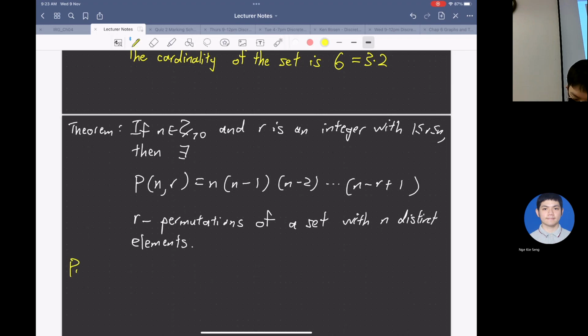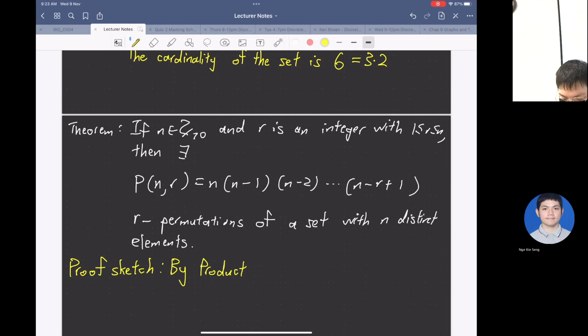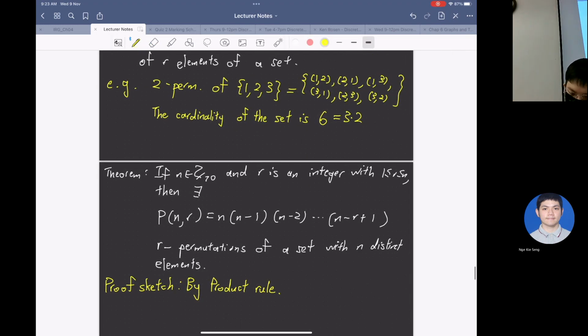So how to prove this? Exactly by this proof sketch, not just proof sketch. So what's the idea? Just use the product rule. You count how many ways you can do the first task and then do the second task, right? So the small example is this one. The general idea is n, then n minus 1, and so on, until this many times, by the product rule.